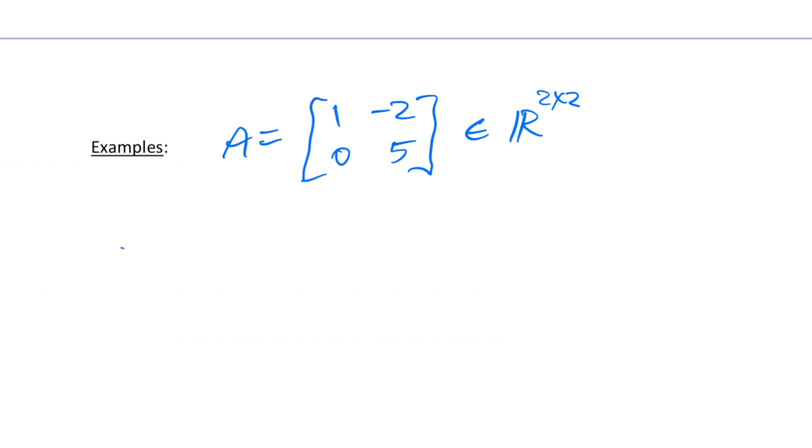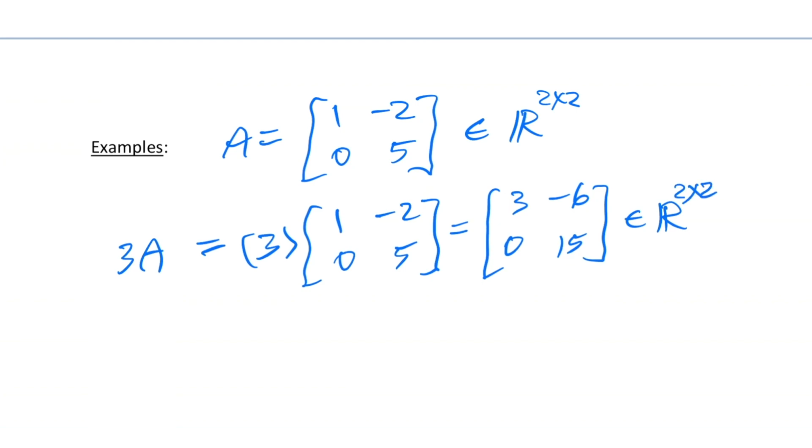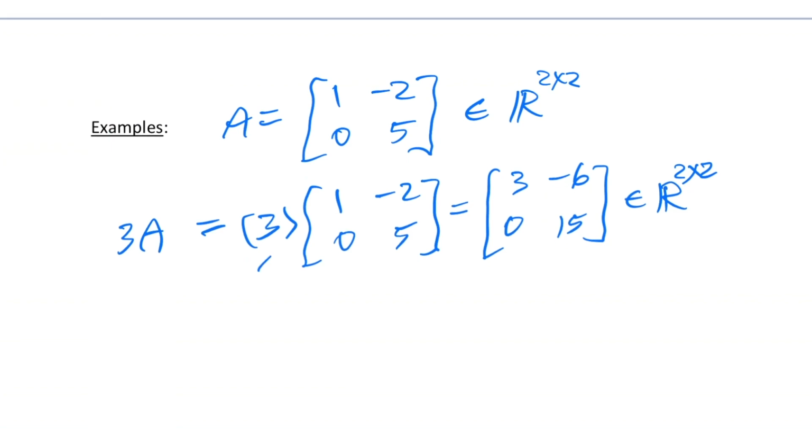I could multiply that by 3 and go 3A is 3 times, I'll use parentheses here, 1, -2, 0, 5. And what I would end up with is the matrix 3, -6, 0, 15, which is an element of the same vector space. In other words, it's also a real 2 by 2 matrix. And you see how I perform this operation. It's absolutely trivial. The scalar here, 3, simply multiplied on each of the entries in the matrix to yield the corresponding entry in the product.